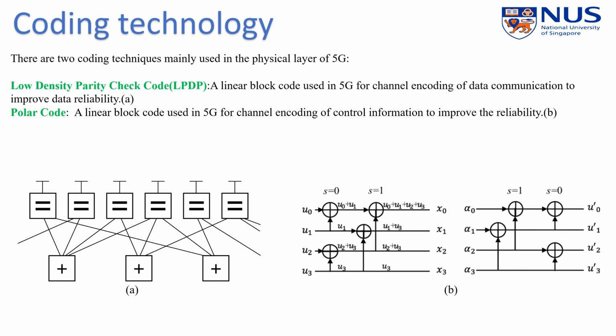And another one is the Polar code. It is a linear block code used in 5G for channel encoding of control information to improve the reliability. It is shown in figure B.